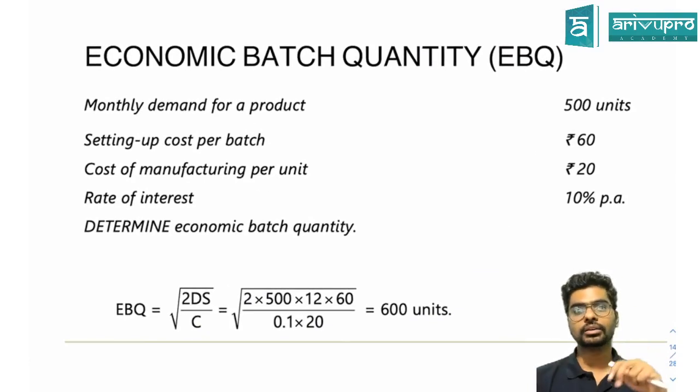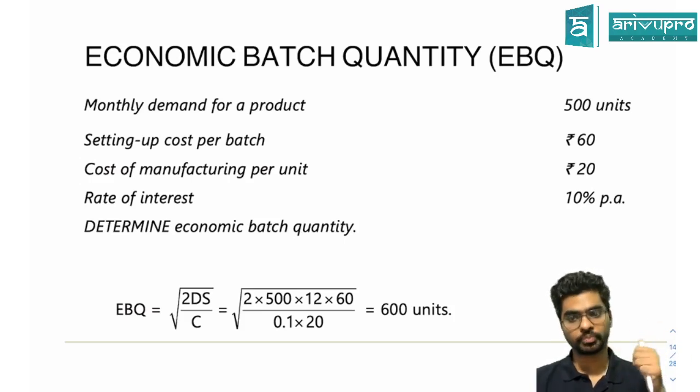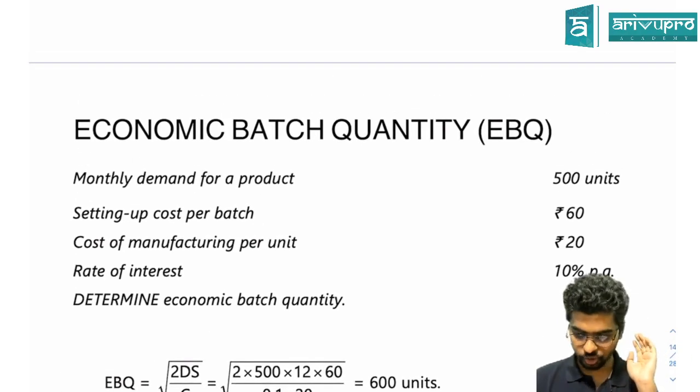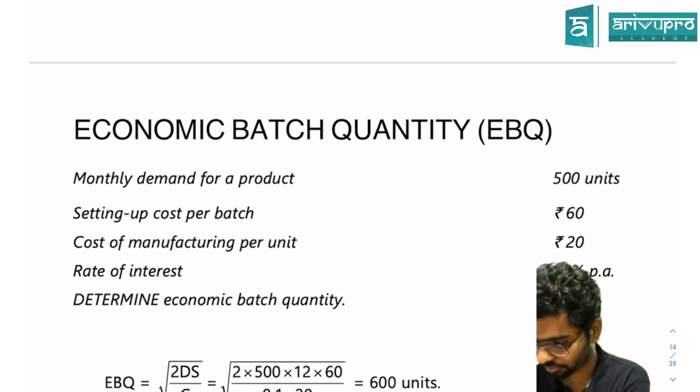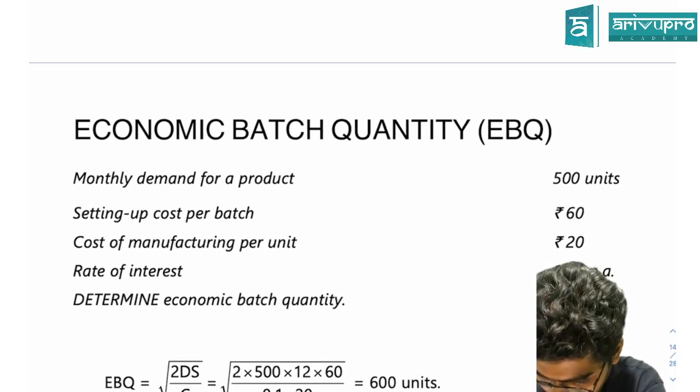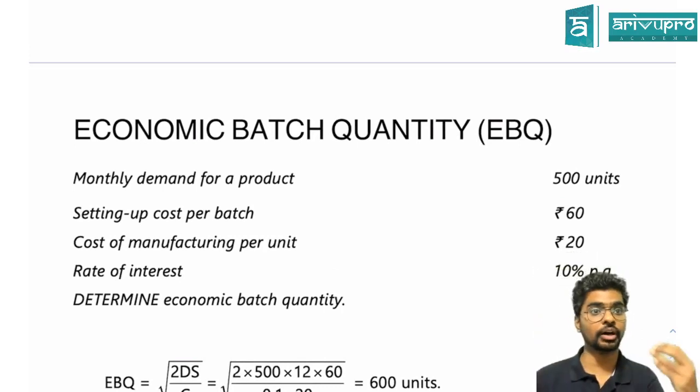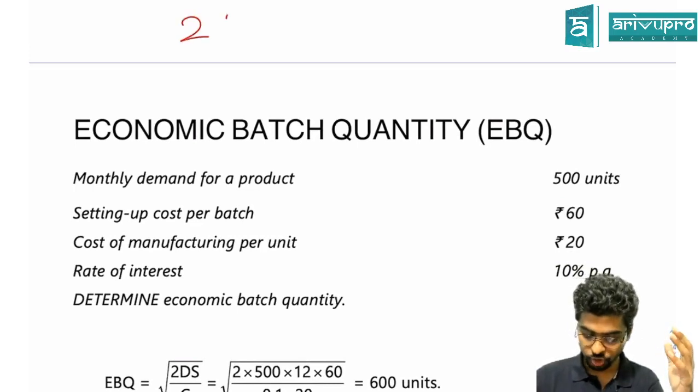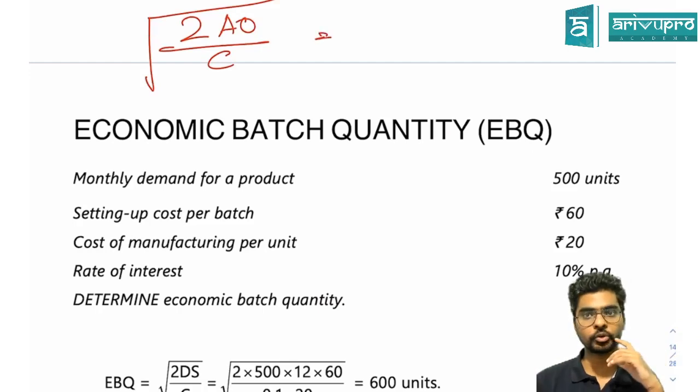Okay. Now the next concept is called EBQ. Do you remember what was EOQ? Do you remember the formula of EOQ? What was the formula of EOQ? Square root of 2AO by C.